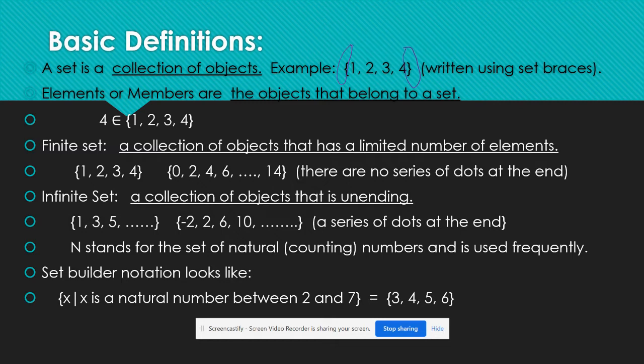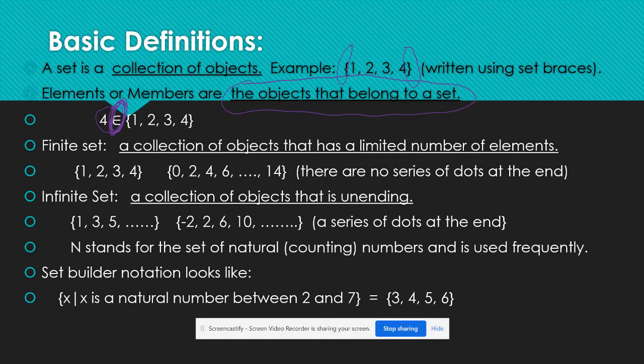The elements or members are those objects that belong to a set. So again, above, 1, 2, 3, and 4 are elements or members of that set. A way that we can write this to say that 4 is an element of that set is with this funny looking sideways E thing. That means element. So this says 4 is an element of the set {1, 2, 3, 4}.